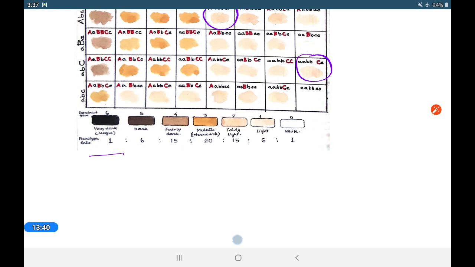You can see that when 6 is written here, it means 6 dominant genes, a very dark color, and we have 5 dominant genes, fairly dark. We get 4 dominant genes, and the maximum we get at medium is when 3 dominant genes, mulatto, and again it decreases with 2 dominant and 1, and there is no dominant gene.